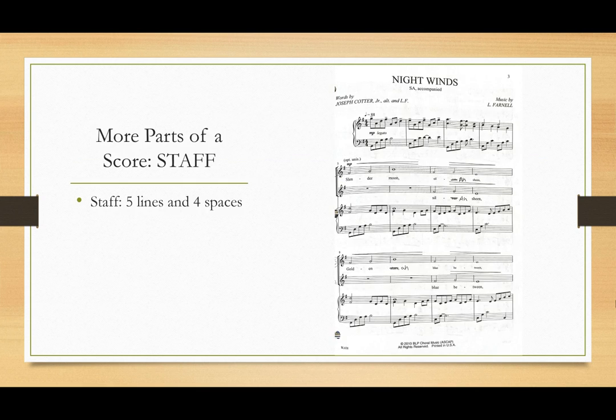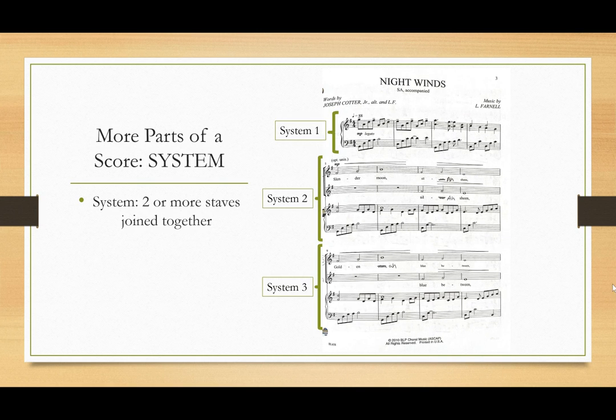All right, more parts of the score. We already talked about the staff, which is 5 lines and 4 spaces. So we have several staves on this page. Anywhere that there are 5 lines and 4 spaces, that is a staff. So there are all sorts of staves on this page. A system is 2 or more staves that are joined together. So you can see we've got a treble clef and a bass clef staff. Those are joined together to make system 1.